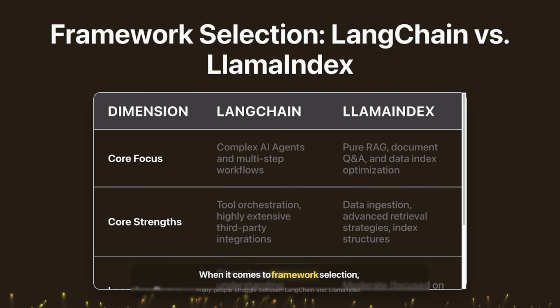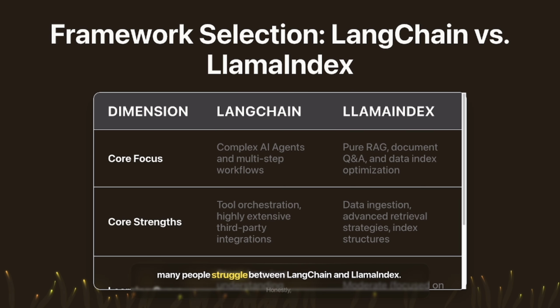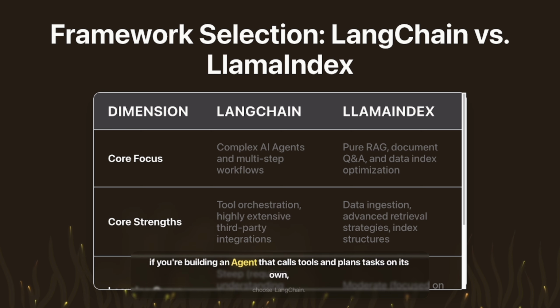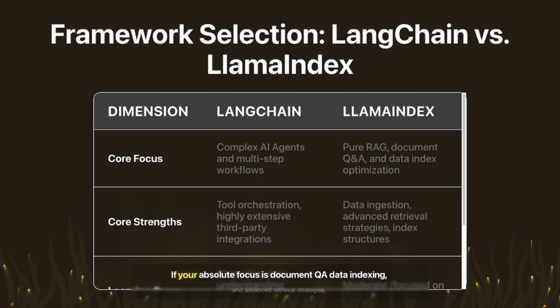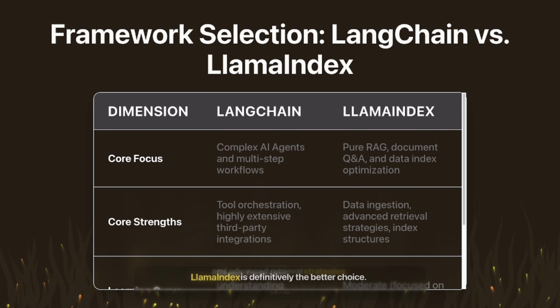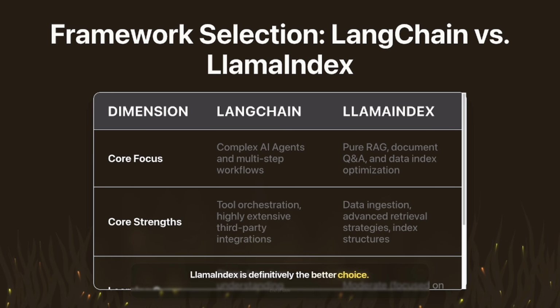When it comes to framework selection, many people struggle between LangChain and Llama Index. Honestly, if you're building an agent that calls tools and plans tasks on its own, choose LangChain. If your absolute focus is document Q&A, data indexing, and advanced retrieval strategies, Llama Index is definitively the better choice.